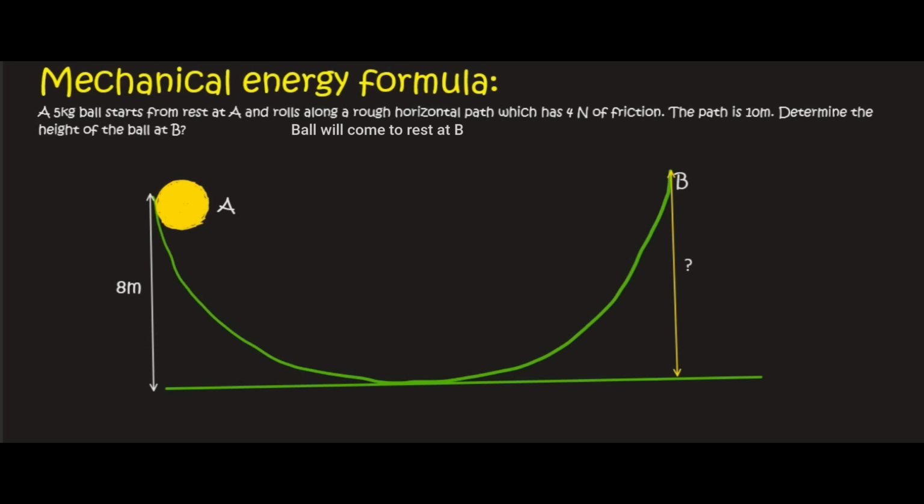So we know that this 5 kilogram ball starts from rest and rolls, and obviously it's going to get to point B. Now because there's friction, it's going to lose some of its energy along the way, and so it won't reach a height of 8 meters, it will be a little bit less.